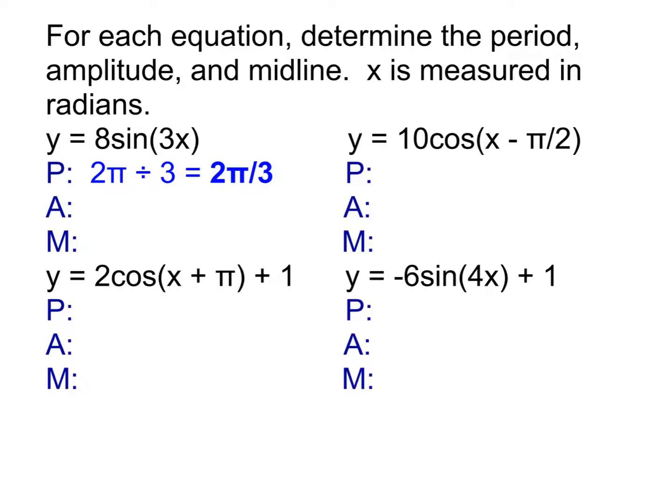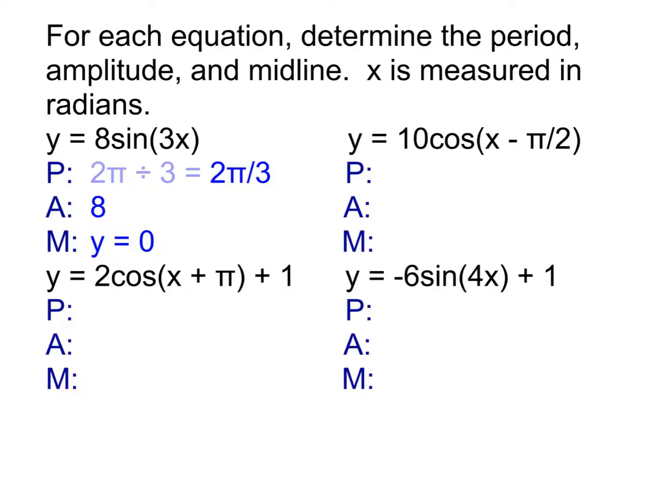And so the only difference when switching between degrees and radians on these types of problems is that with degrees, you do 360 divided by that number, and in radians, you do 2 pi divided by that number. That's the only difference between them. It does not affect the amplitude, and it does not affect the midline. And so both of those, we find just the way we did before. The amplitude is the number multiplied by sine, which here is 8. And since there's no number added or subtracted onto the end here, my midline is at 0.